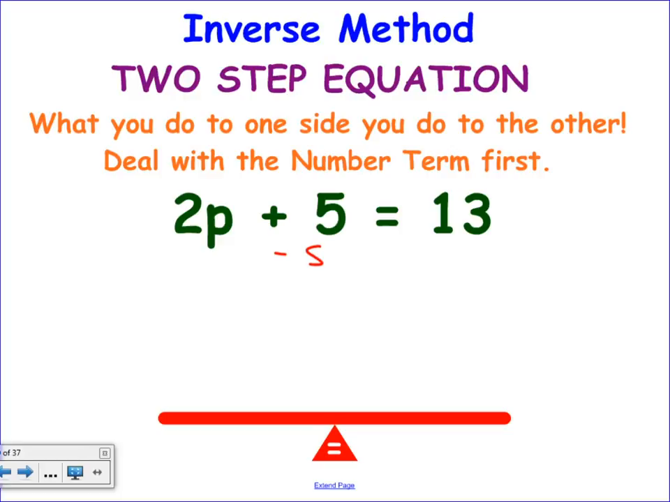-5. And if I -5 from this side, -5 from that side. So what am I left with on the left? 2p. And what have I got on the right? Okay, so I've got 2p equals 8. As Andre says, to get p on its own, we divide both sides by 2. So we end up with p equals 4.